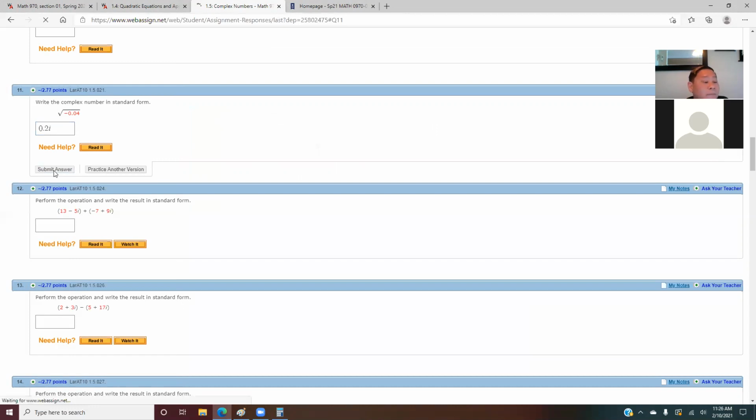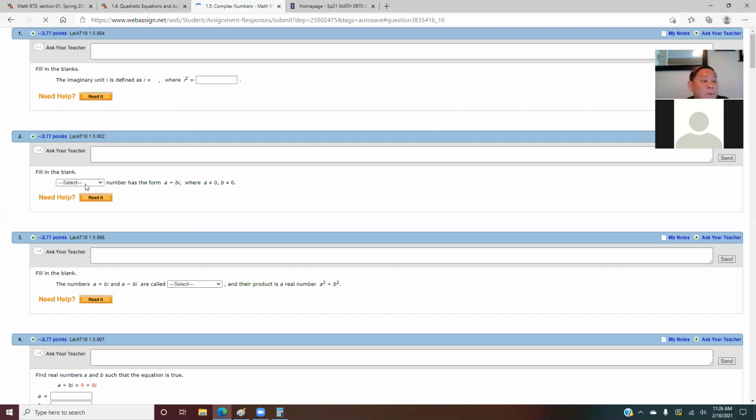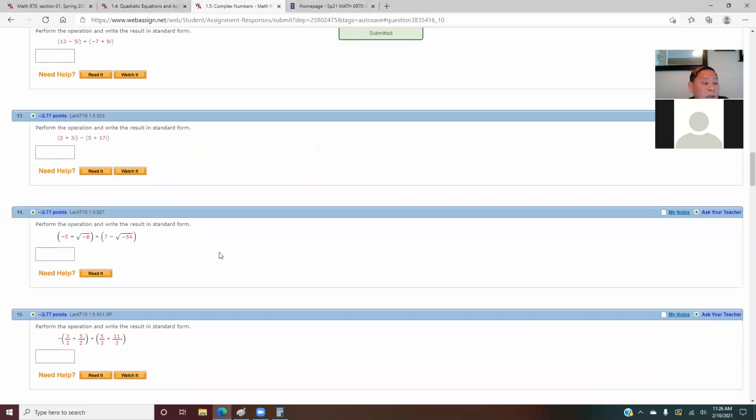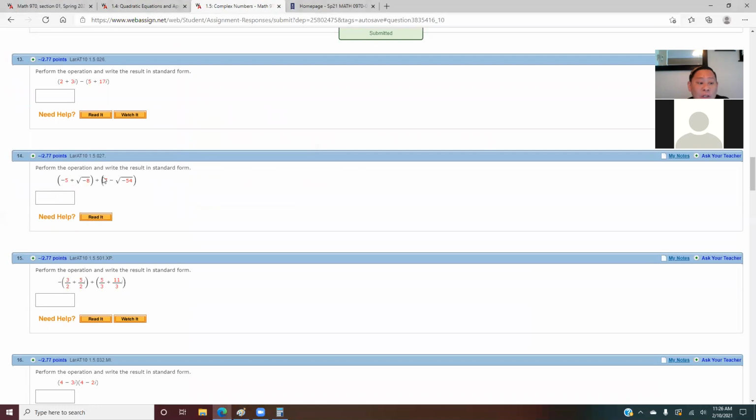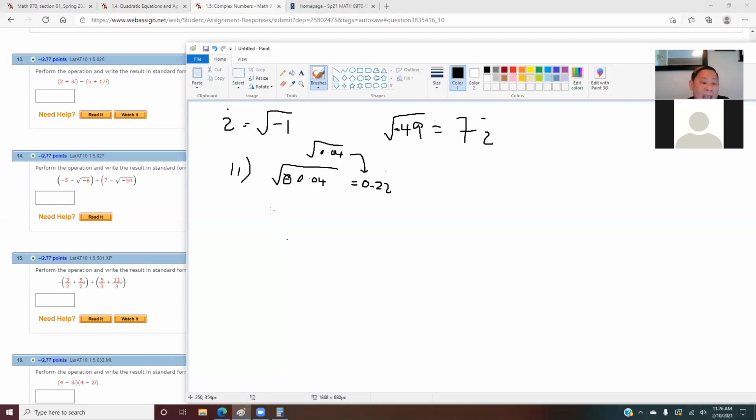You okay there? Yep. Next we have is 14. So this one is an addition. So in order for us to add complex numbers, you just combine like terms. But before you combine like terms, you have to make the i form for this. So can you tell me what is the simplified form of square root of negative 8?